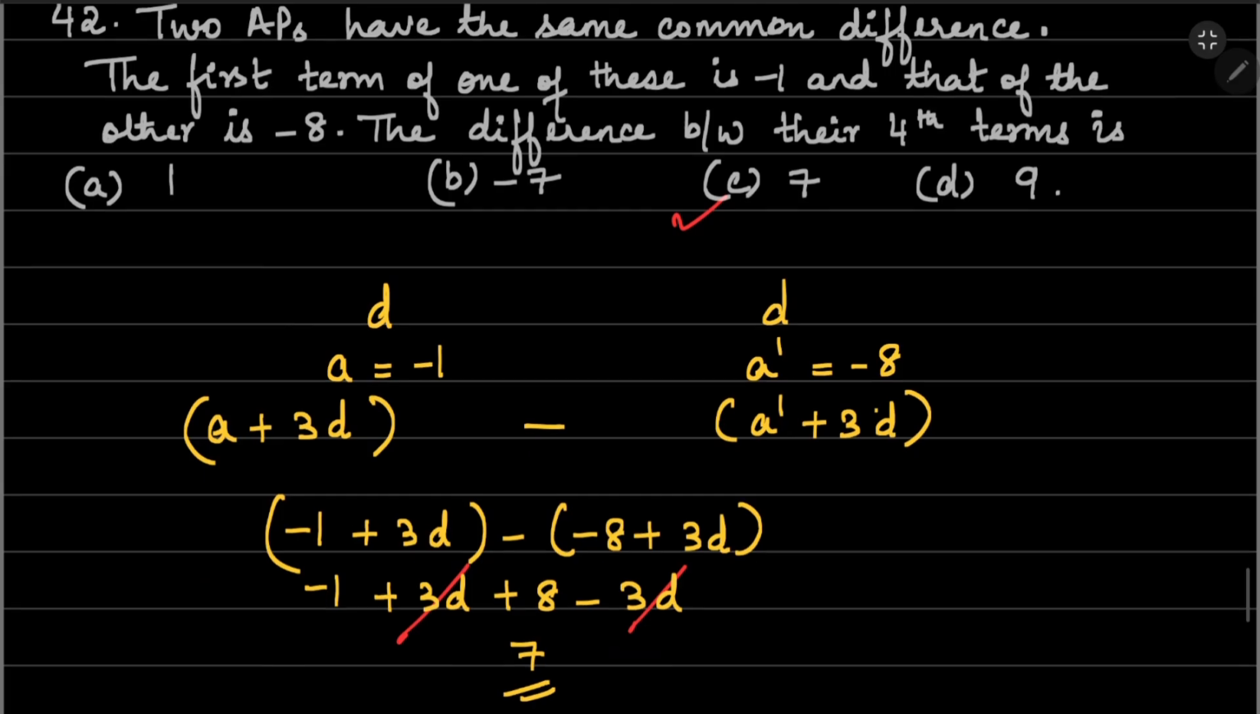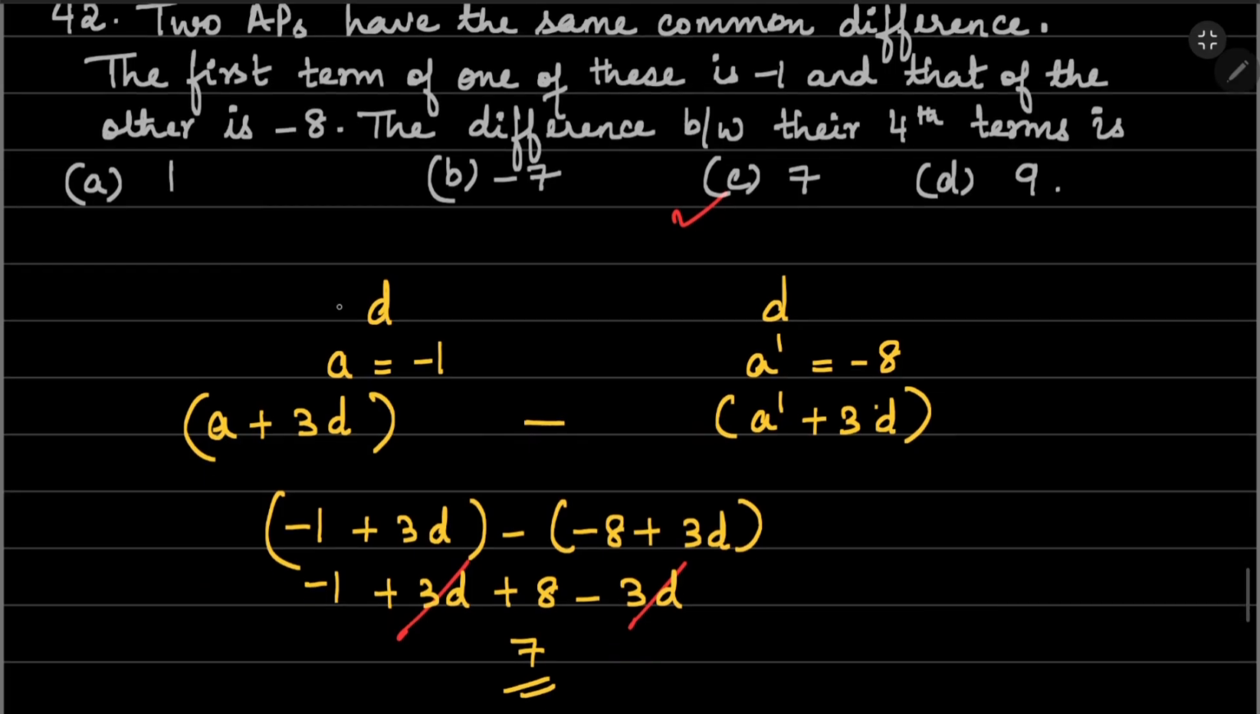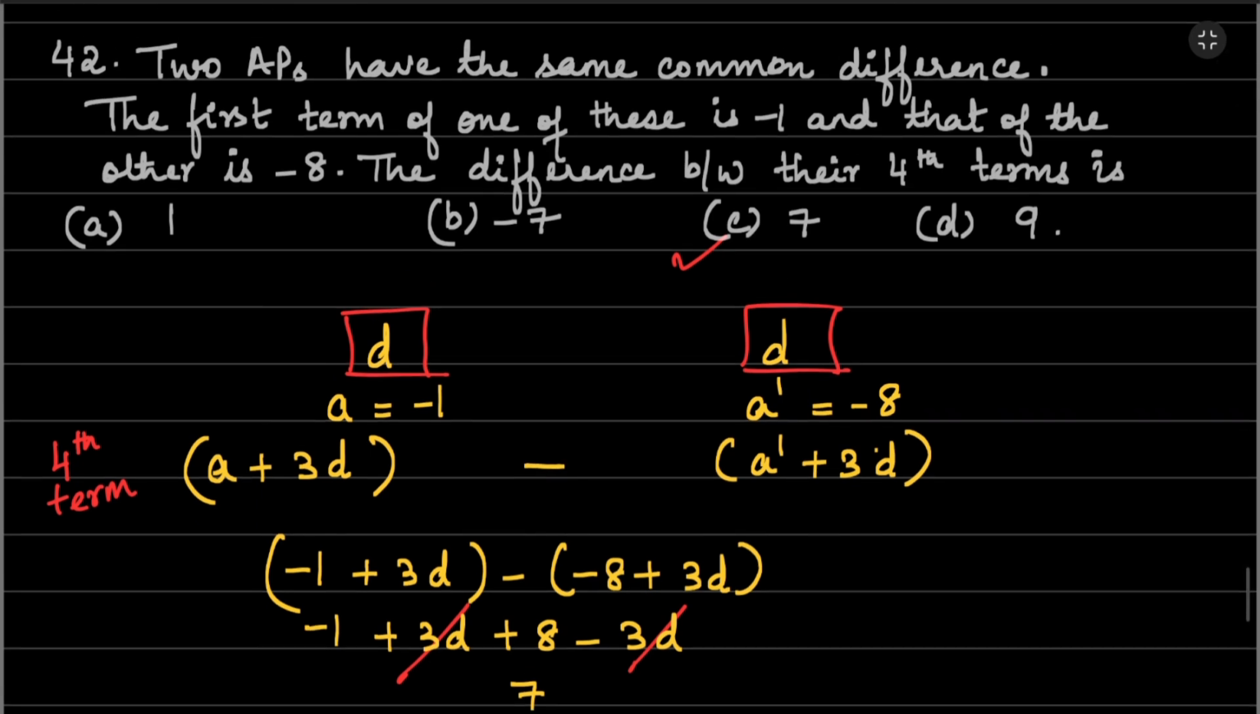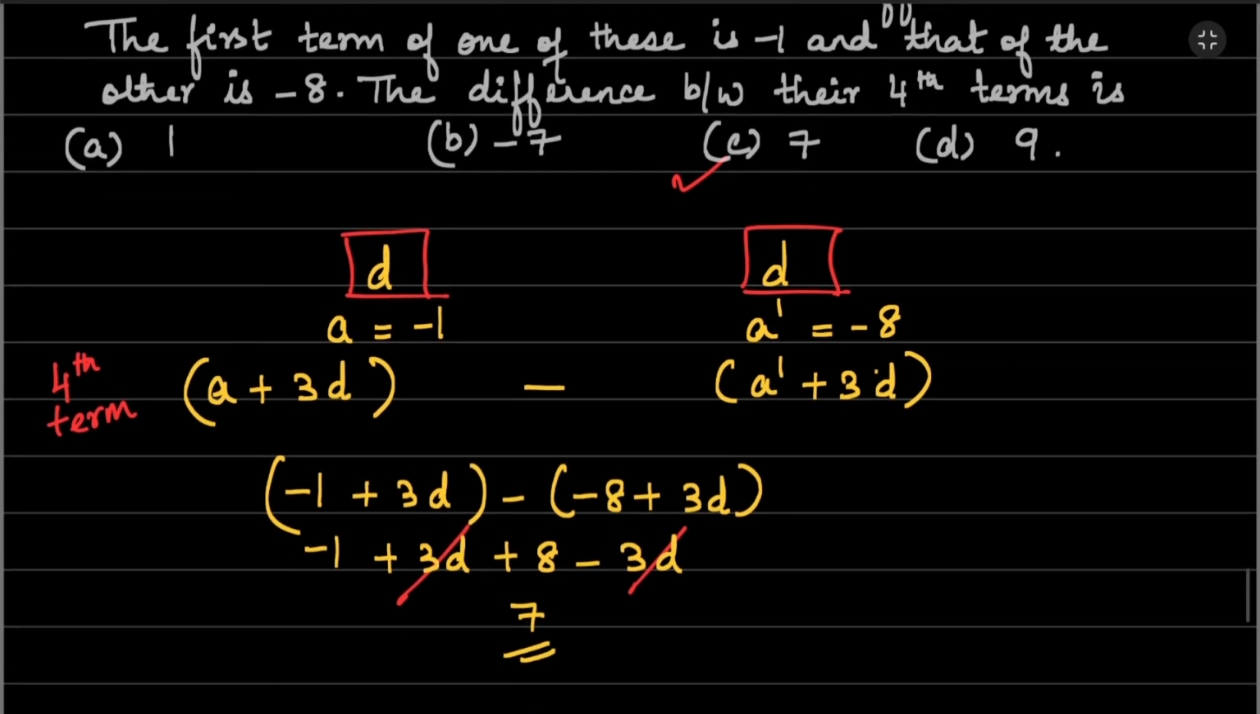I hope it's clear. Just find the difference, that's all. Since the D is common here, that's why I kept the same D. However, the first term is different. That's why we just introduced an A dash. And this was the fourth term of both the APs. For the first AP, it's A plus 3D. For the next AP, it is A dash plus 3D.